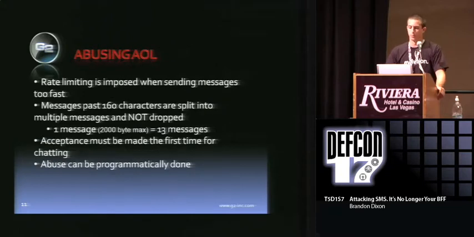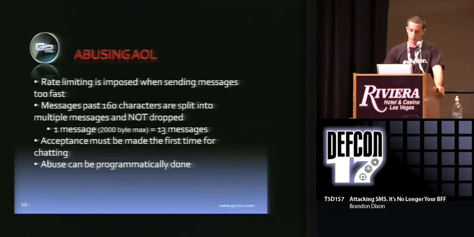So moving on to abusing AOL, the rate limiting is imposed when sending messages too fast. You can go through their fat client and just pick somebody and keep on sending messages. Eventually it's going to tell you, hey, you're sending too much too fast, stop. That's easily handled by putting in a delay. This can all be done programmatically. You put a delay in your program to slow it down a little bit, so you're still sending your messages, but you're getting past their throttling and rate limiting.